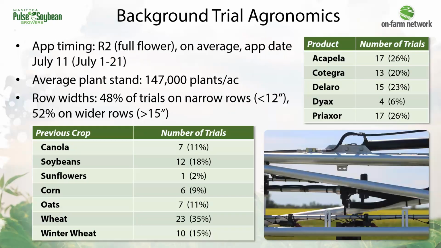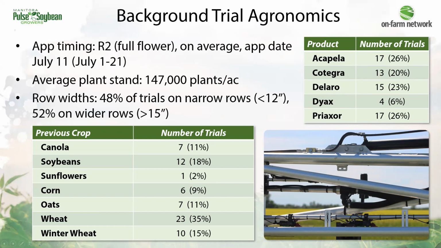Some background information on these trials so far. Average application date was about July 11th, though the application date range was anywhere from July 1st to July 21st. Average plant stands in these trials were about 147,000 plants per acre, and it was a fairly even split of these trials being on narrow rows or on wider row spacings. Products applied have included Acapella, Categra, Delero, Diax, and Priaxor, and the number of trials of each different product are in this table on the right.